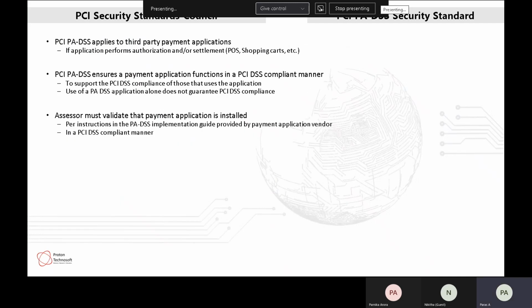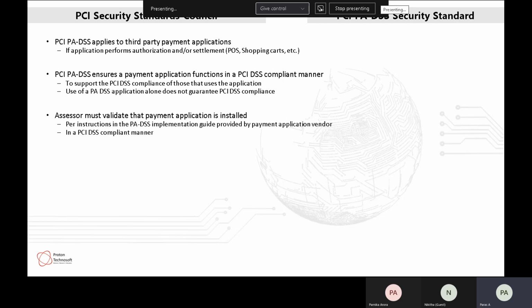Okay. Then comes the PCI PADSS security standard. So what happened? We have looked at the settlement authorization process, right? So any application which participates in a settlement or the authorization has to be PADSS compliant. For example, if we make a payment on Amazon.com, that Amazon.com, where we enter the card information, has to be PADSS compliant. So that application has to be PADSS compliant.